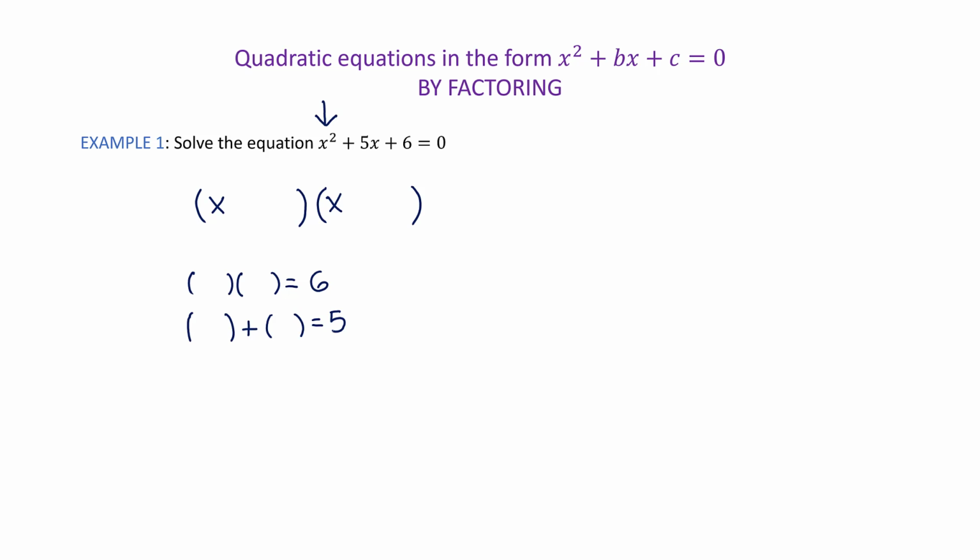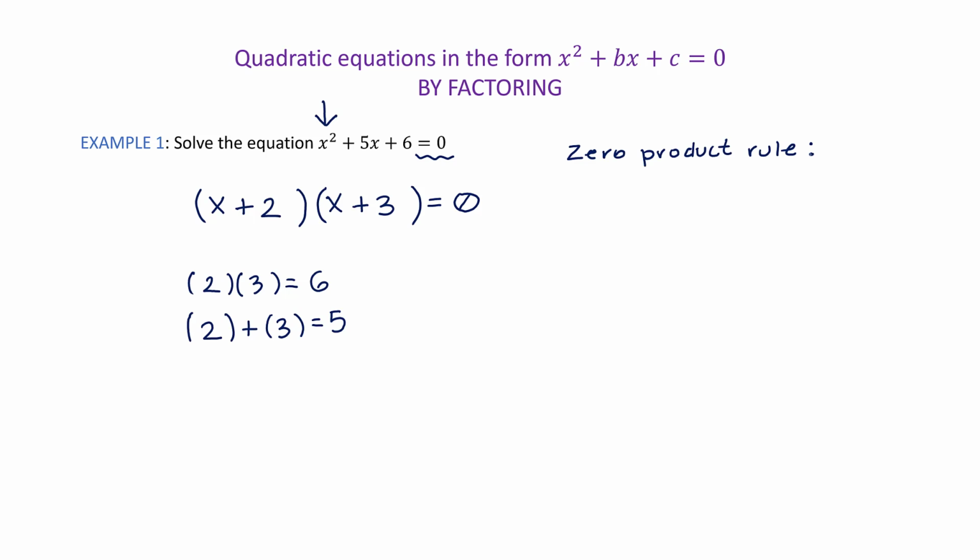Here we see that if we multiply 2 times 3, we get 6. And if we add 2 and 3, the result is 5. So the terms that go after the x's in the parentheses, one of them is a positive 2, and the other one is positive 3. But now this is an equation and it's equalized to 0, so the product of both of our parentheses also gives us 0.